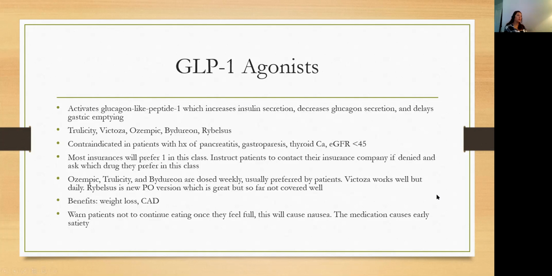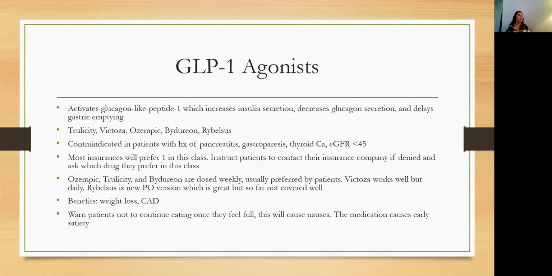So the GLP-1s, this is going to be Trulicity, Victoza, Ozempic, Bydureon, and the new one is Rybelsus. So all of them are injectable except for Rybelsus, which is a pill. And the Rybelsus, I'm sure, will be very popular, but right now it's hardly covered. So we don't really prescribe it yet, but I'm sure I will be doing it a lot more in the future because everybody would rather take a pill than an injection.